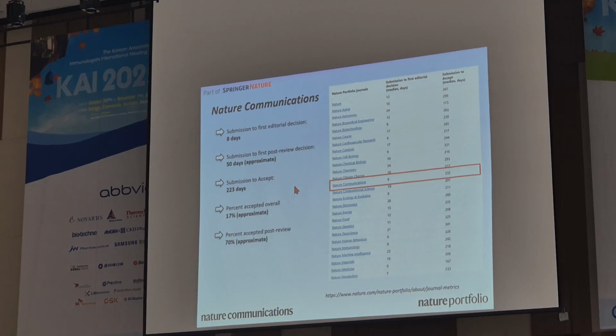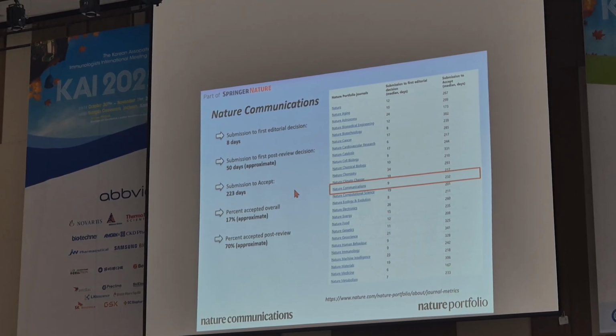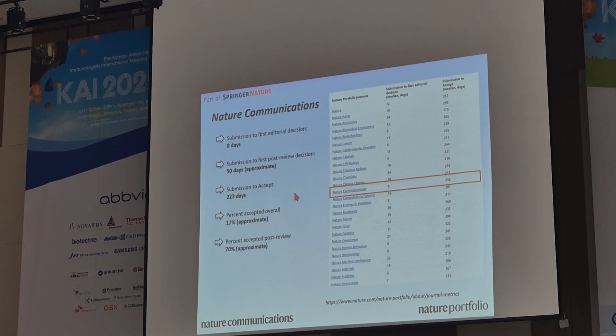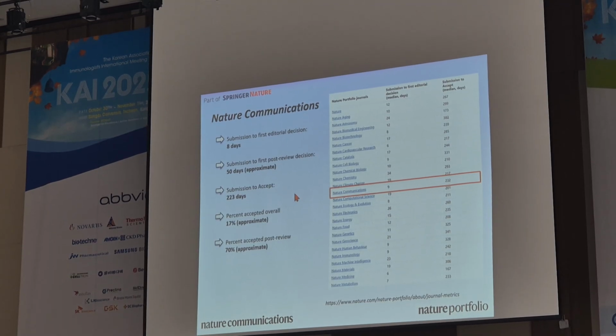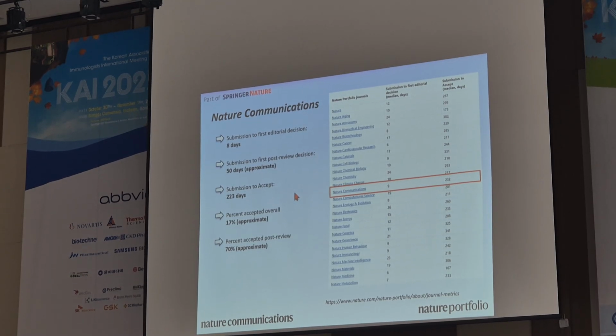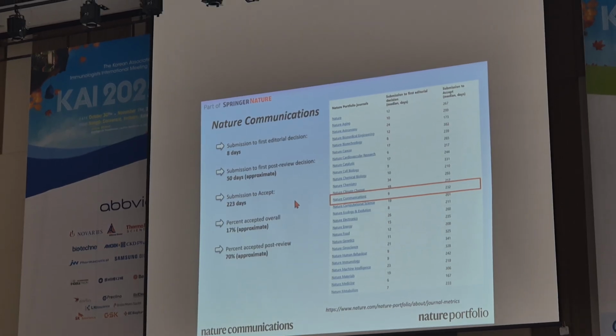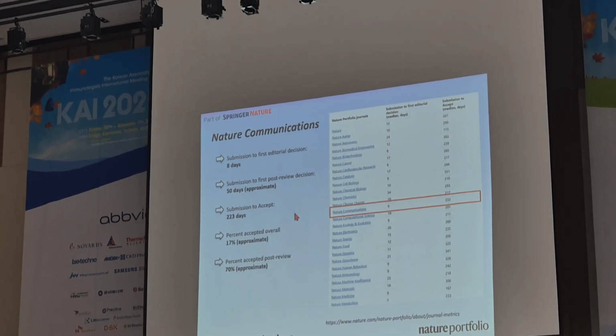The global accept rate for Nature Communications submissions is about 17%. Of course, different topics differ slightly. But if your paper is sent out for peer review, then there's roughly a 70% chance that it will eventually be accepted.